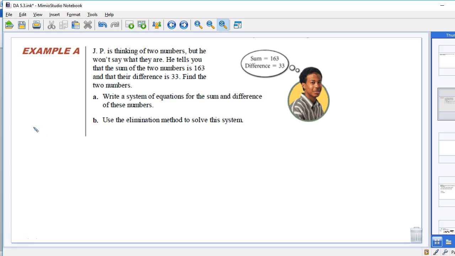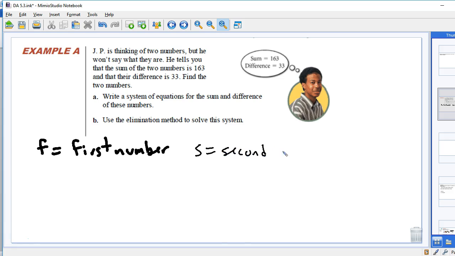So first we're going to define our variables. Let F equal our first number, and let S equal our second number. That way we know just F is the first and S is the second. It doesn't matter really which one, but we're just going to keep track of them.